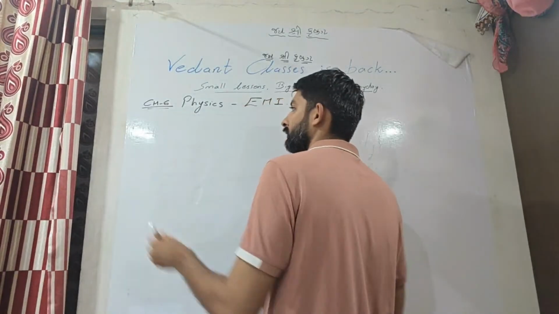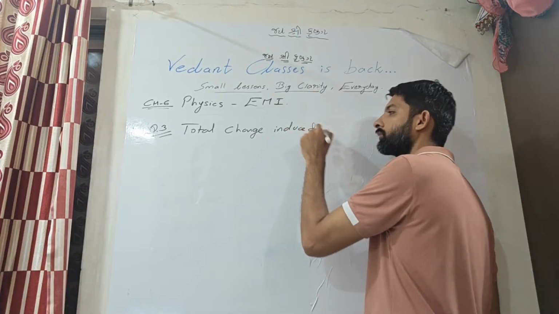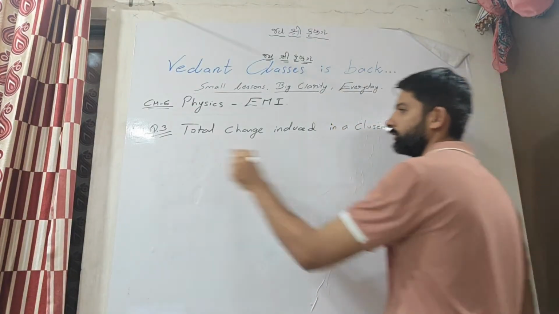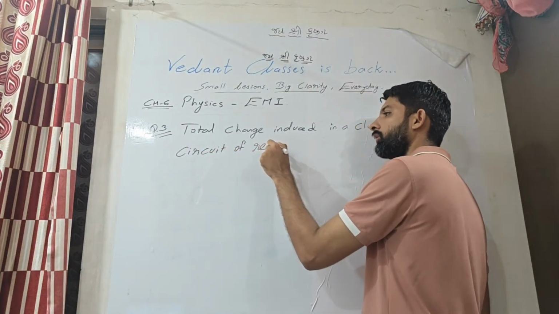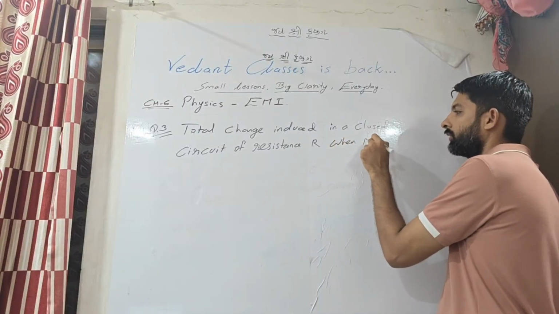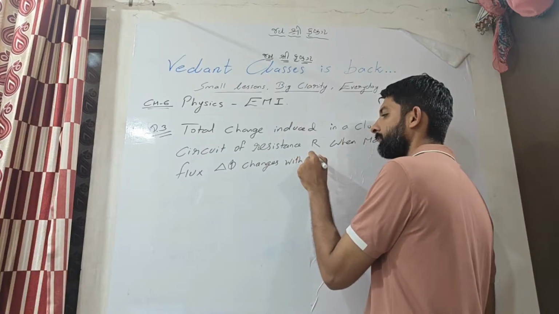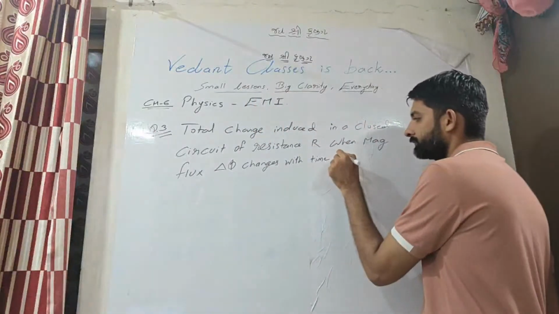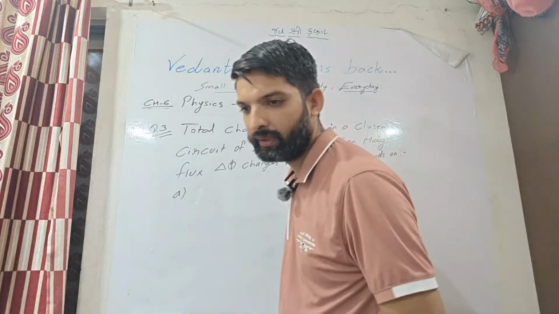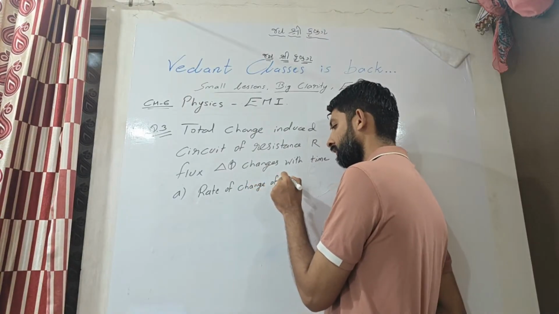Question 3. The total charge induced in a closed circuit of resistance R, when magnetic flux delta phi changes with time delta t, depends on... I'm writing the factors it depends on. Option A: rate of change of flux only.